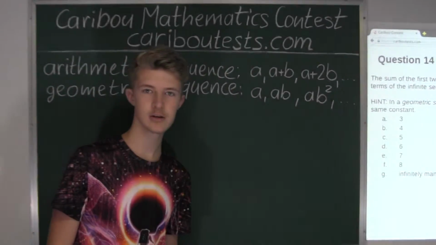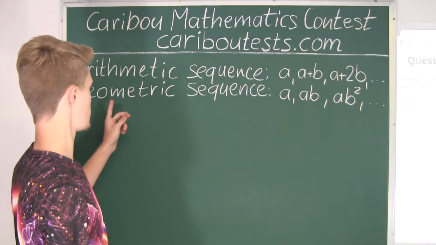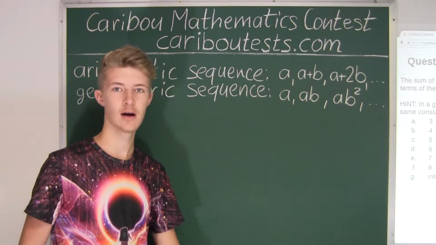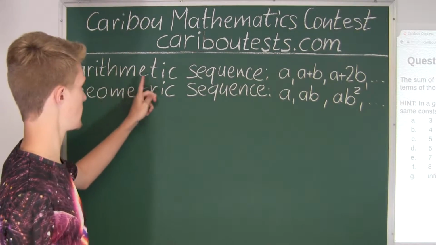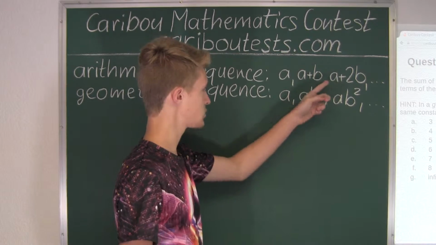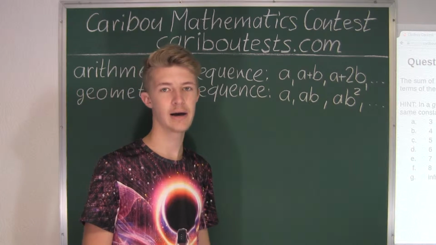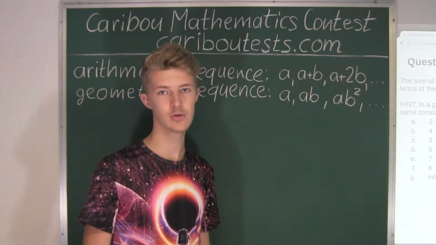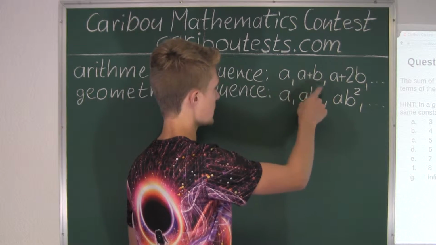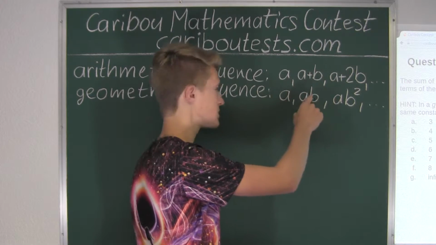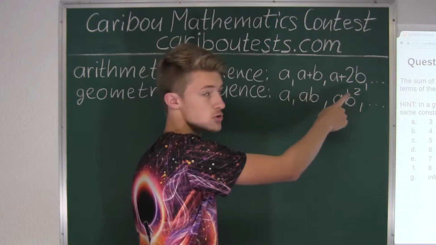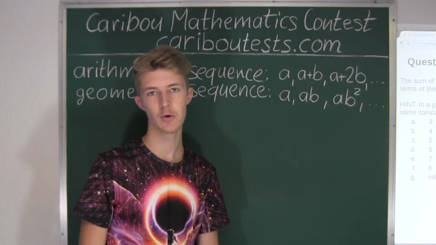So as a reminder, the arithmetic and geometric sequences are shown here on the board. Alright, so let's take a look at the arithmetic sequence first. Each term is calculated by adding one and the same number to the previous term. So for example, we would have A, and then A plus B, A plus 2B, next would be A plus 3B, and so on.